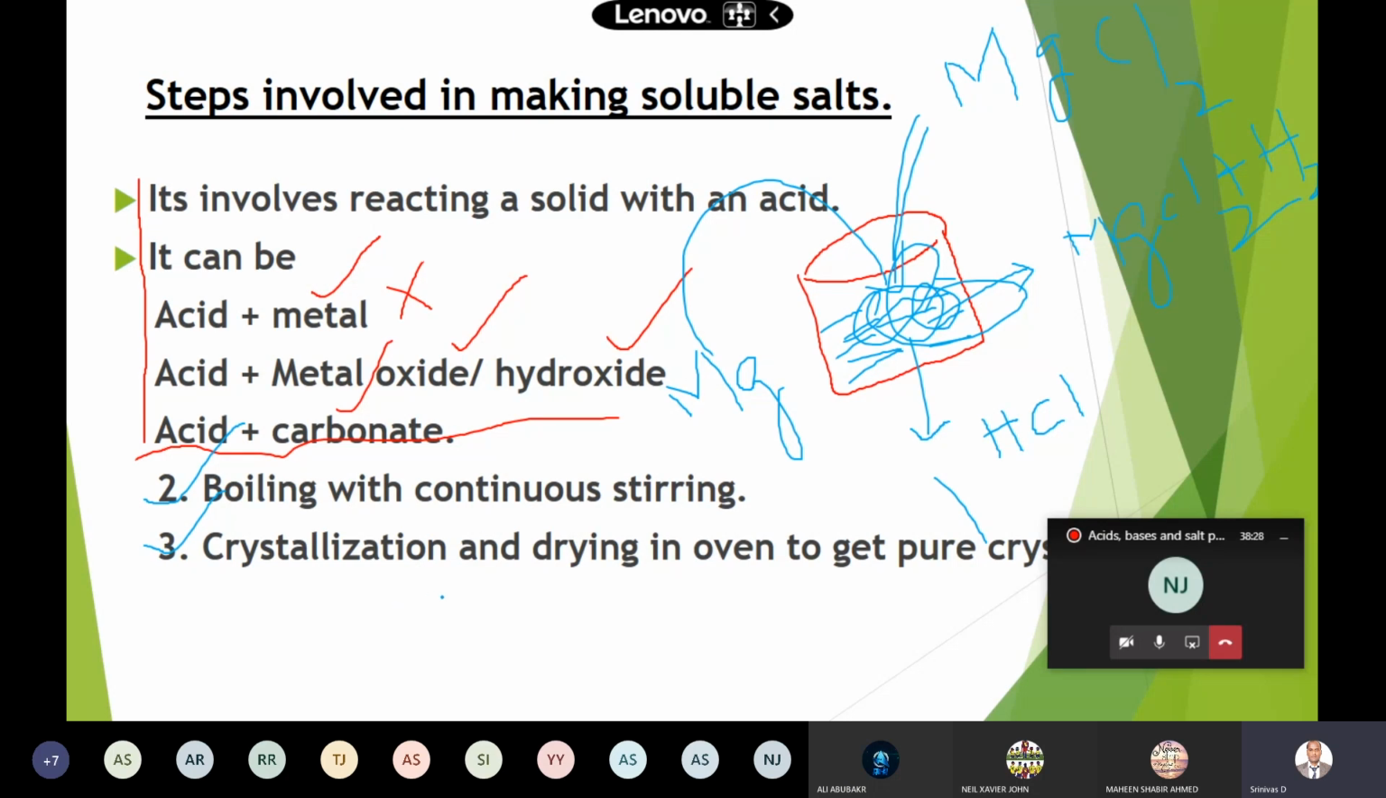After boiling for a while, the solution gets thicker due to loss of solvent, or water, in the form of vapors. Leave this solution without any disturbance. Next day, or after 2 days, you will see the formation of magnesium crystals in here. That's it. This is the method of making soluble salts.